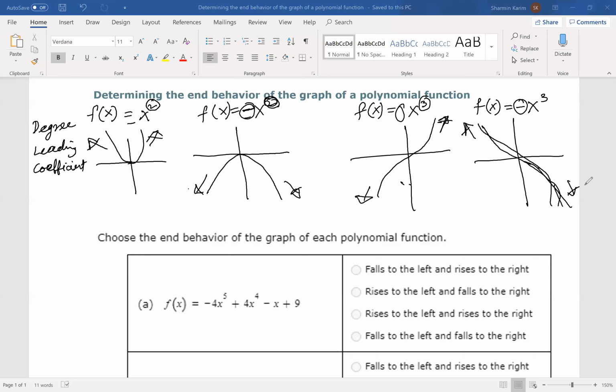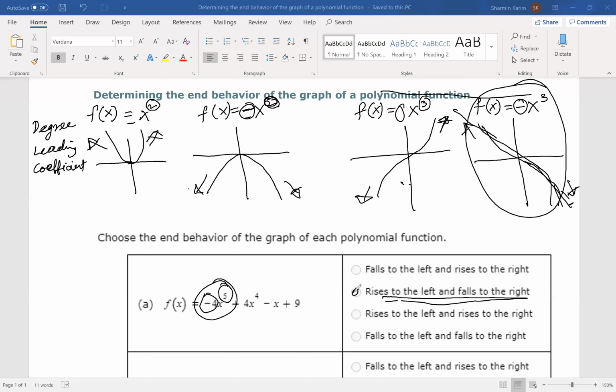So for example, if I look at the first question given here, the leading term is this one in the polynomial. And the degree is 5, which means odd degree. So it goes like one of these. Now the leading coefficient is negative, so it goes to this one. So remember, it rises to the left, falls to the right. This will be the answer. So once you can remember this one, it's very easy to do this topic. It's a very quick topic.